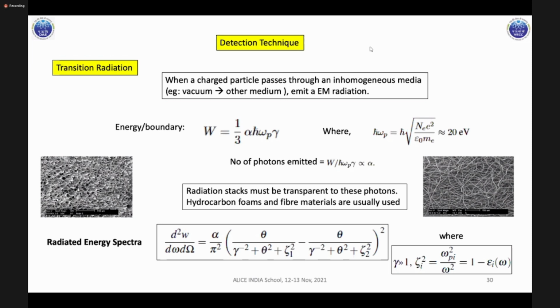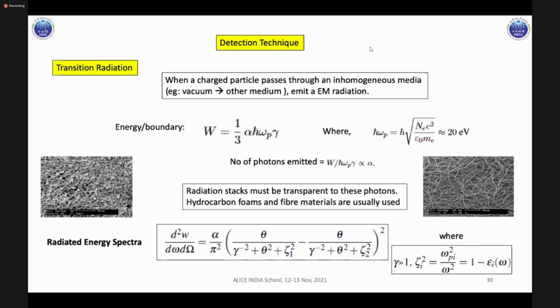Gamma is the relativistic factor, and omega_P is the plasma frequency, which can be represented as on the right hand side, ħ omega_P. And once you know this amount of energy emitted, then you can calculate how many photons will be radiated when a high energy charged particle passes through a boundary between two media. This is the total energy radiated divided by the energy of a photon. Okay, and this is directly proportional to alpha.